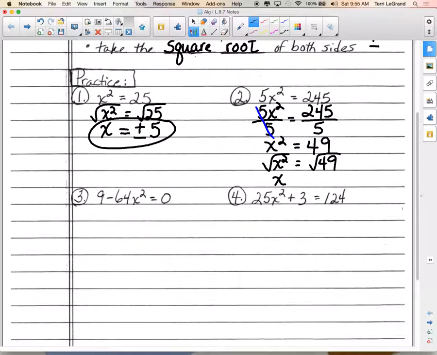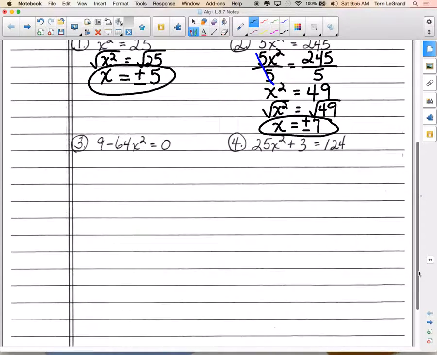Square root of x squared is x. We have a positive square root. We have a negative square root. The square root of 49 is 7. So our solutions are a positive and a negative 7. Again, we have a parabola crossing the x-axis in 2 locations. It has 2 zeros. We just found them. They are 7 and negative 7.